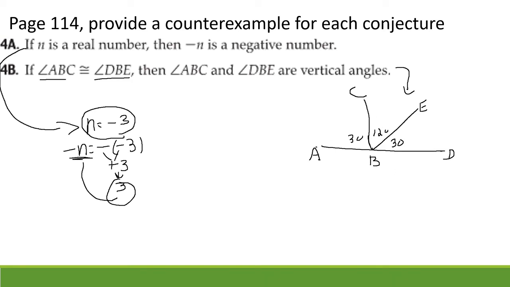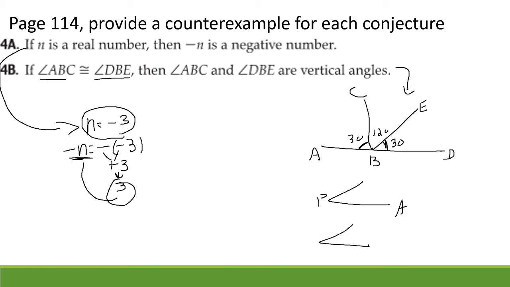So this is a case where angle ABC is congruent to angle DBE, but they're not vertical. This would disprove the conjecture, because I've drawn two angles here that are congruent but not vertical, and therefore that goes against what they said. So it's a counterexample, so it disproves the conjecture. There's a few other ways you could have drawn this. You could have just drawn two separate angles, like here.